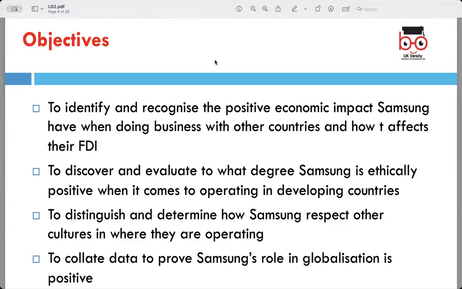Objectives: to explore how Samsung's international business contributes to positive economic growth, especially through foreign direct investment or FDI; to examine how ethically responsible Samsung is when working in developing countries; to understand how Samsung respects and adapts to different cultures where it operates; to collect and evaluate data that support the idea that Samsung's role in globalization is largely positive.